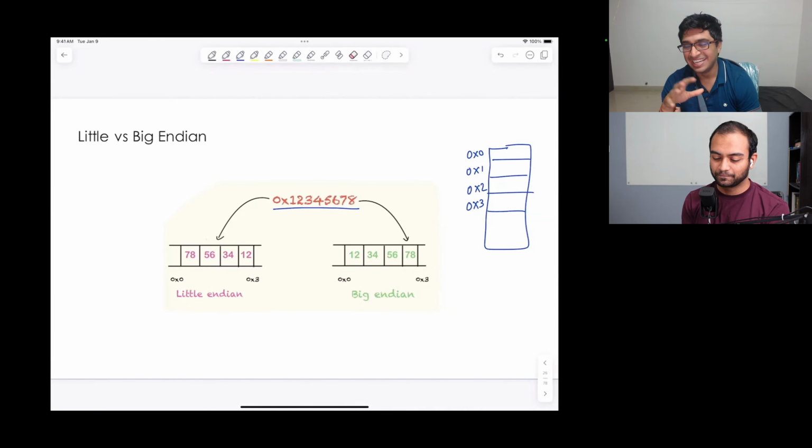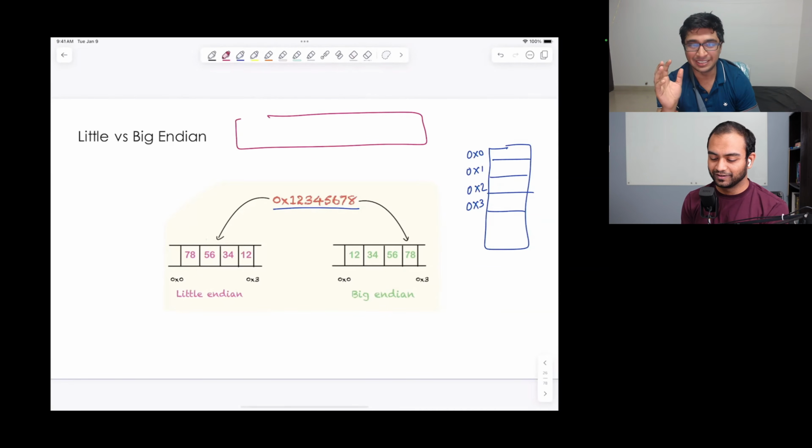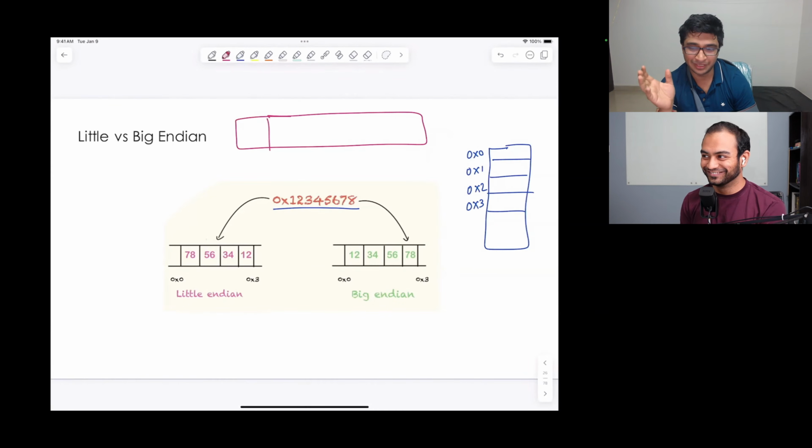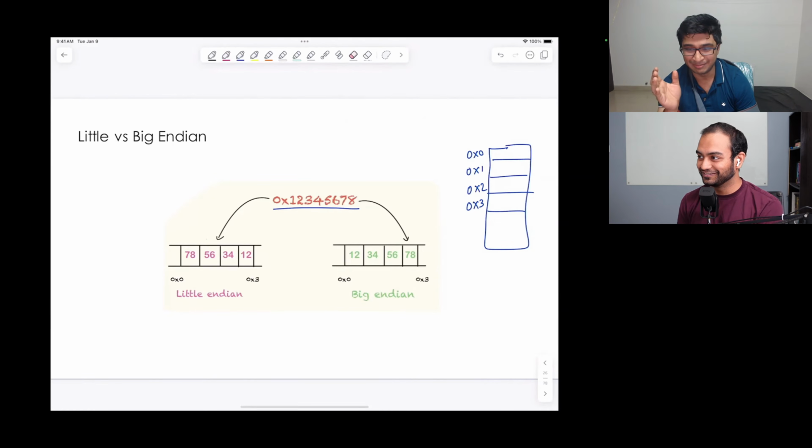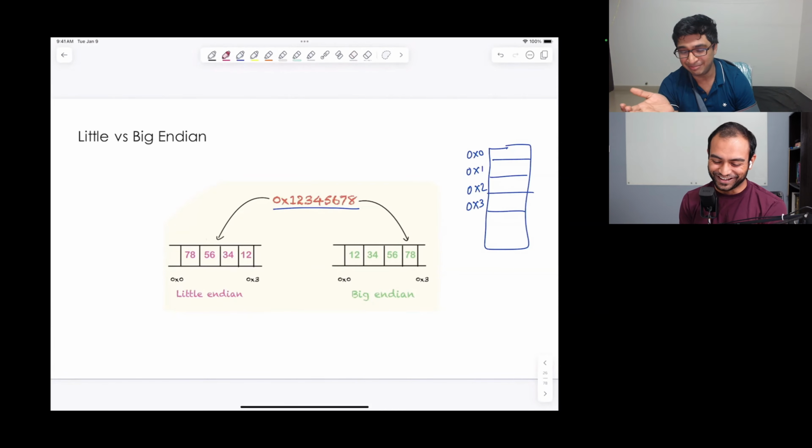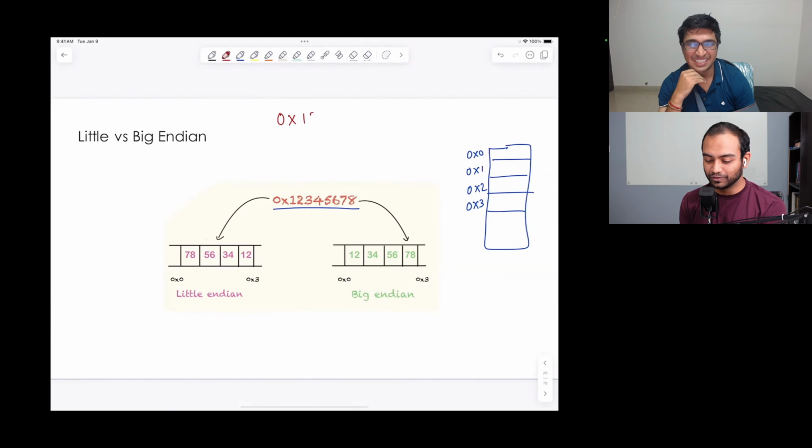Let's do this. So just to highlight, the majority of the CPUs out there are little endian systems, and this is how the CPU is going to present it. So I just want to maybe do it this way: 1, 2, 3, 4, 5, 6, 7, 8. Same example.